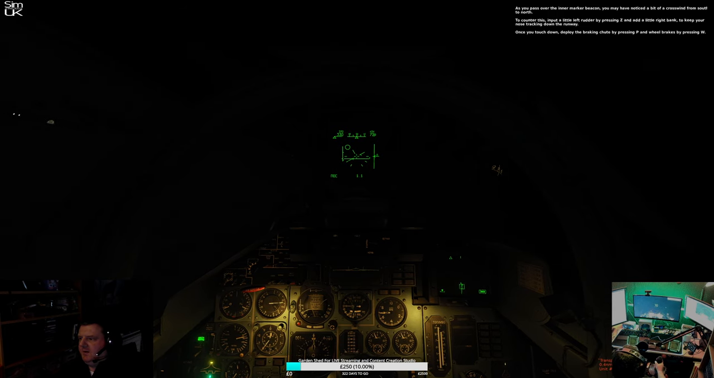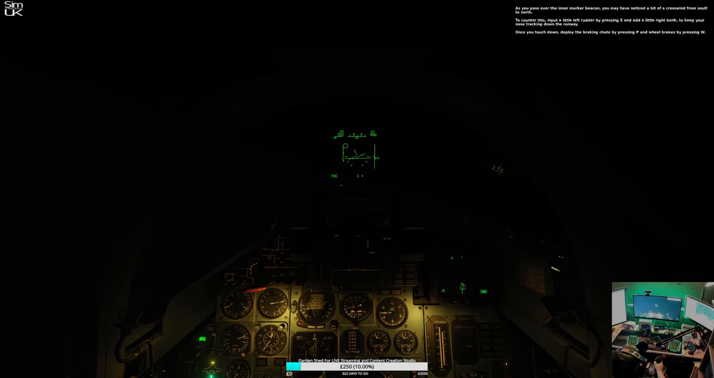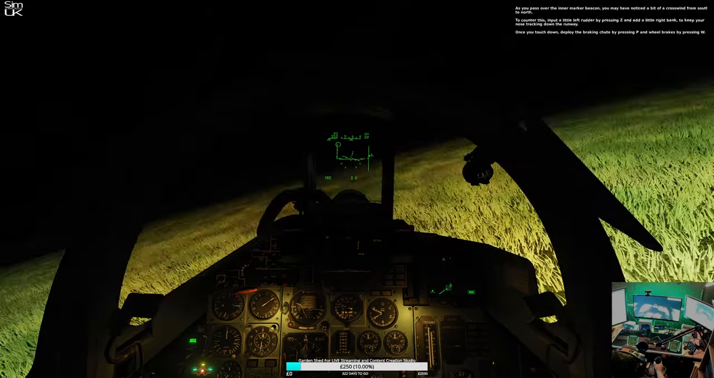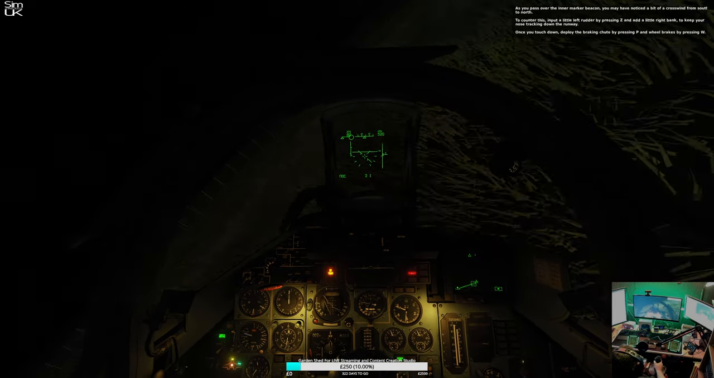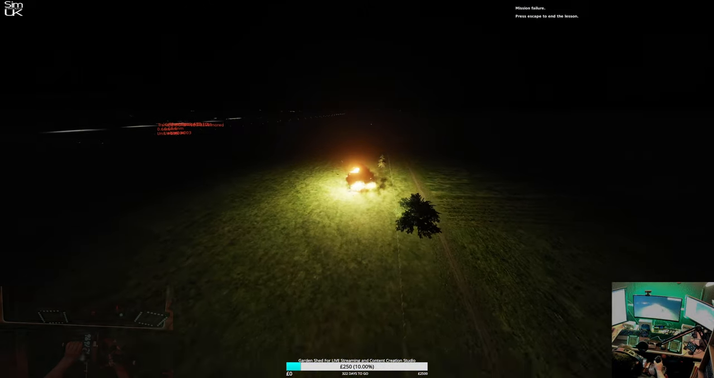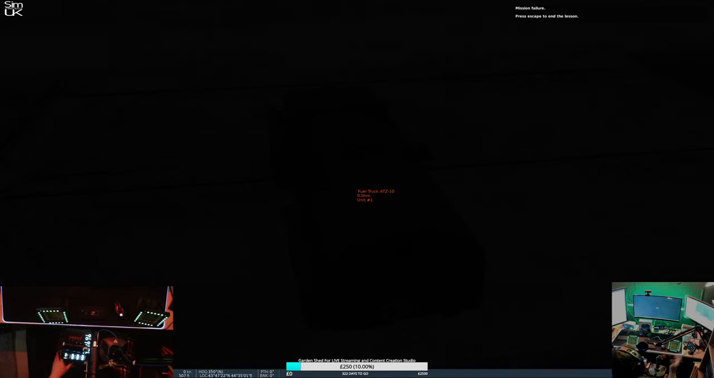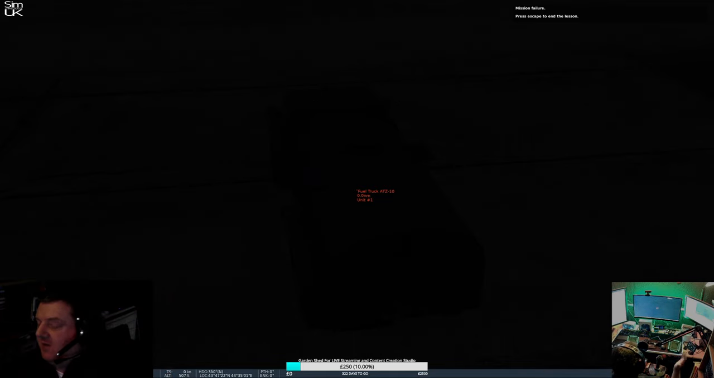Why did it just suddenly jump all the way over there? Mission failure. So close to it. Why did it just suddenly jump left? I guess it's the rudder and the slight bank to the right must have thrown me off. Cannot see a bloody thing. Flying completely blind.